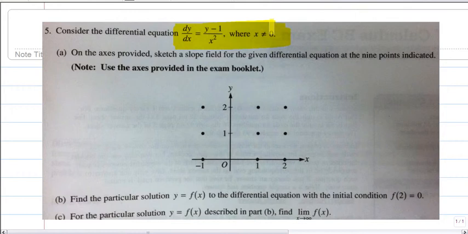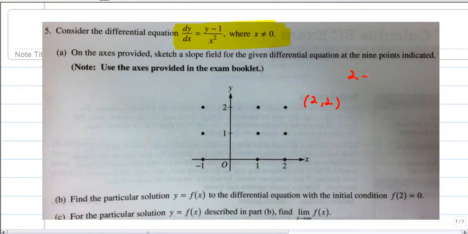So, you've got your differential equation. You have to sketch a slope field. It says just worry about where x isn't 0, and we can do that. So just look at some of these points. Like look at this one. That's the ordered pair (2, 2), and you plug (2, 2) into your slope finder, your differential equation.